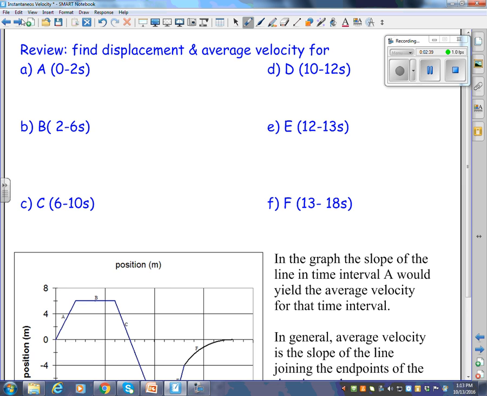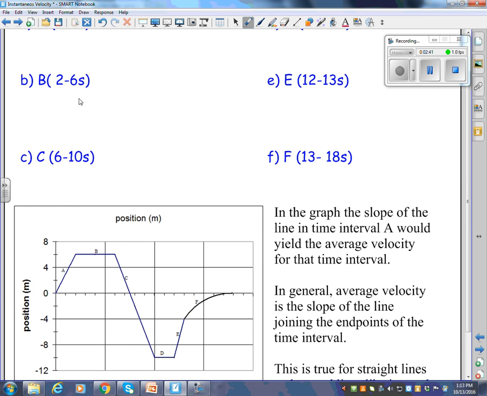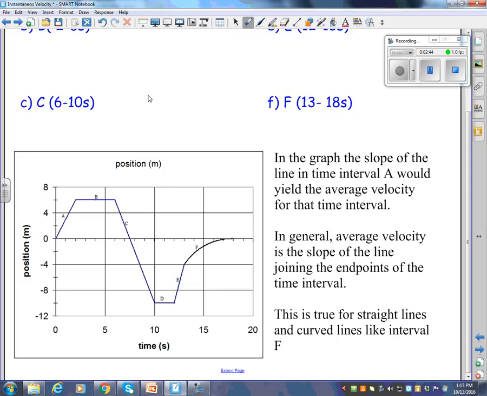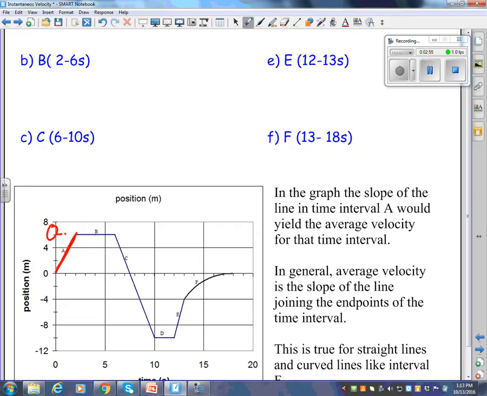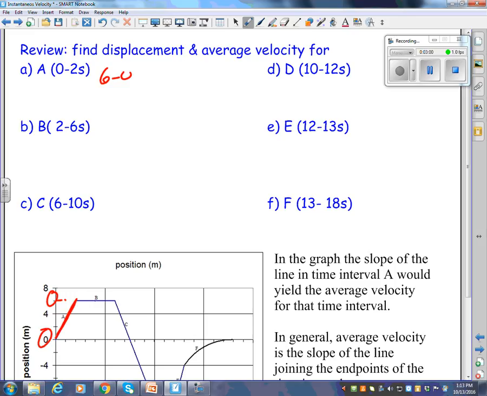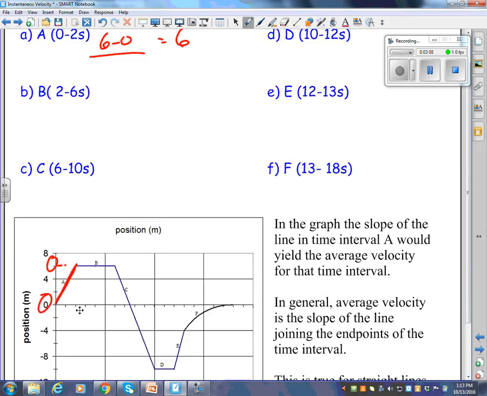Okay, so find displacement and average velocity for interval A from 0 to 2 seconds. So we are talking about this period of time right there, and we're finding the slope. The displacement is simply the point: that is 6, and that data point is 0. So it's going to be 6 minus 0. My displacement then is 6. And what is my time interval? 2 minus 0. My time interval is 2. 6 divided by 2 is 3 meters per second. That is the average velocity.